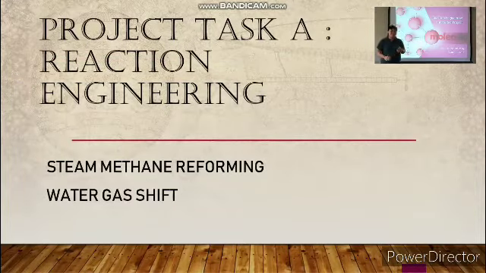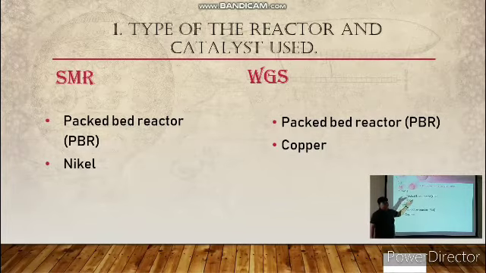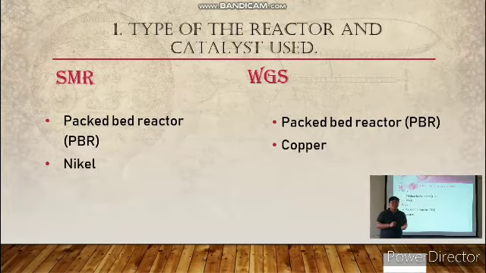So now I'm going to discuss the reaction engineering part. What are the types of reactors and catalysts used? For SMR, a packed bed reactor will be used, and the catalyst is nickel. For WGS, the reactor is also a packed bed reactor and the catalyst is copper. Why do we use nickel and copper? Because they are cheaper compared to other catalysts such as platinum.